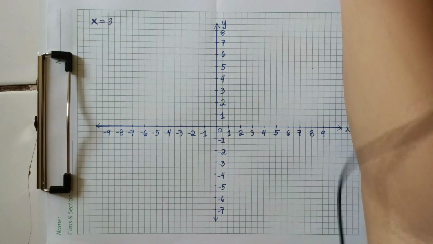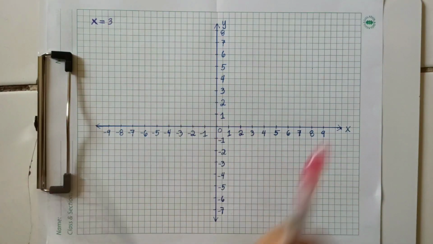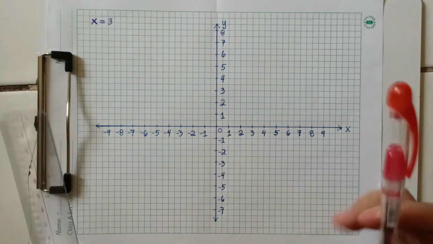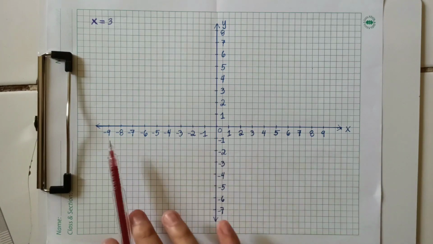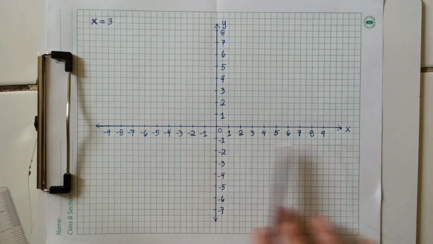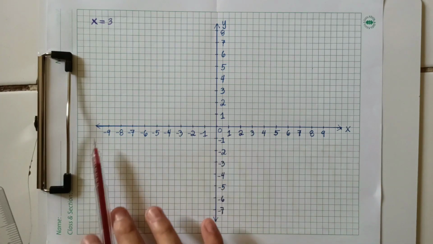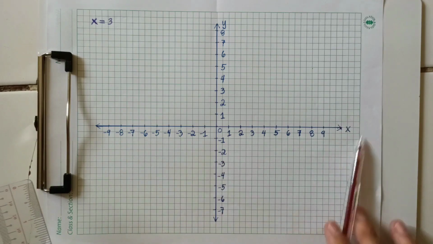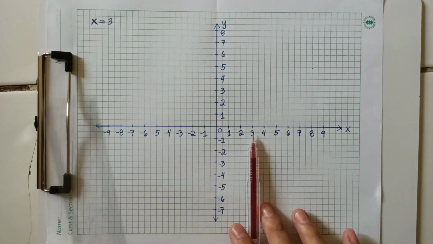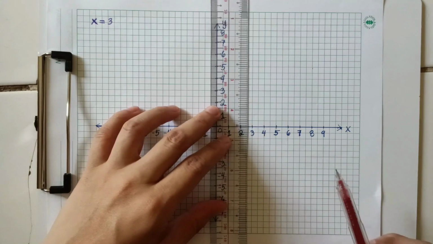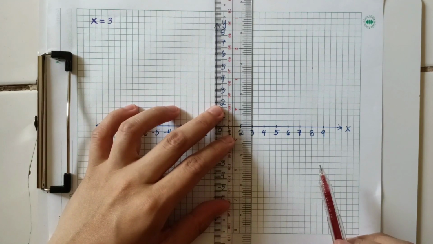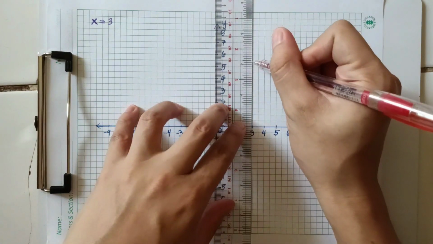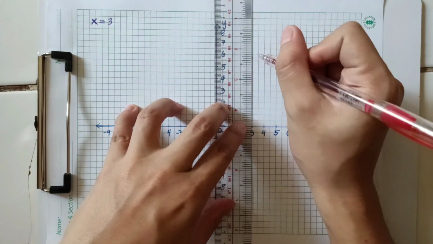Eto yan. Okay? So, let me have my red ball pen. Okay? Ang x is equal to 3, of course, you're going to find it on the x-axis. Diba? So, nasan ba yung x? Sa x-axis, which is this horizontal. May x naman dun sa dulo. So, here. Ito yung graph niya. As simple as this. Okay? So, gagawa ka lang ng vertical line across dun sa 3. Or dadaanan niya yung mismong 3.